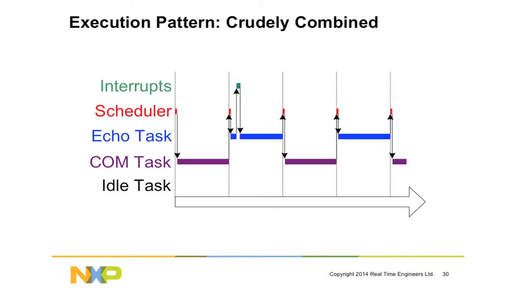Come back to here, and this is effectively what we've done now. So this is our execution pattern. Here's our COM task, the CDC task. This is the TCP task. I've not shown the other TCP tasks because they weren't doing anything anyway.